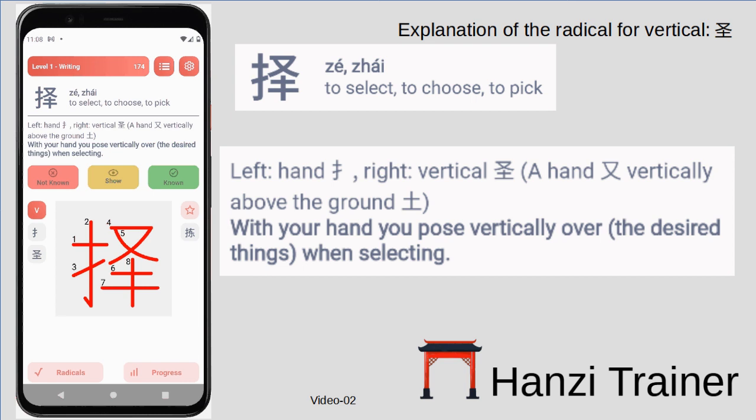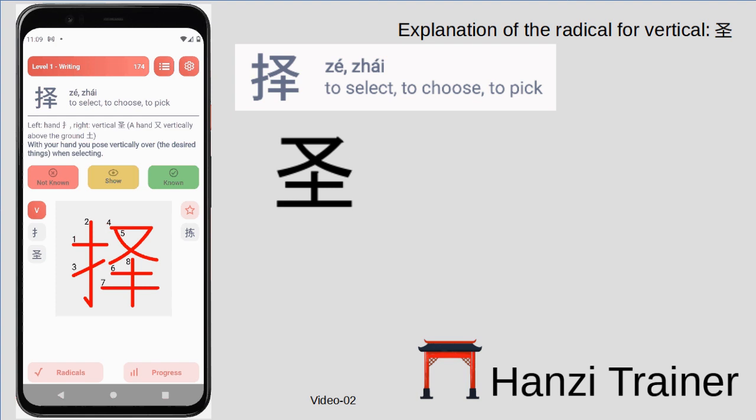Here I am told that this character comprises at the left the radical for hand and at the right the radical for vertical. This radical for hand is a simplification of the standard Chinese character for hand. The right side of this character means vertically, as I already said. The explanation text tells me that this shows a hand that is vertically above the ground. The hand is hardly recognizable.